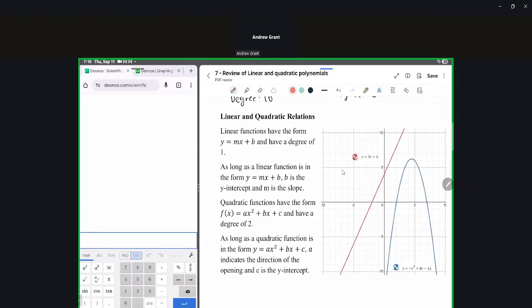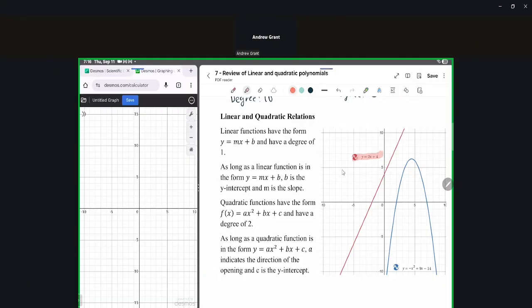You can graph these on Desmos. So on the right here, I'm not going to read this yet. I plotted two curves. I have this red line. This is y is equal to 2x plus 4. You can type this in for yourself on Desmos.